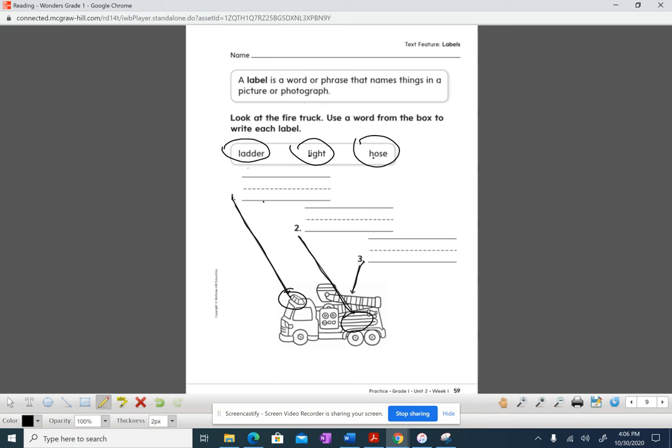All right, let's take a look. Number 1 should be light. Okay, because that's a light. Number 2 should be hose. And number 3 should be ladder. Okay, so you can take a picture and submit it on Seesaw.